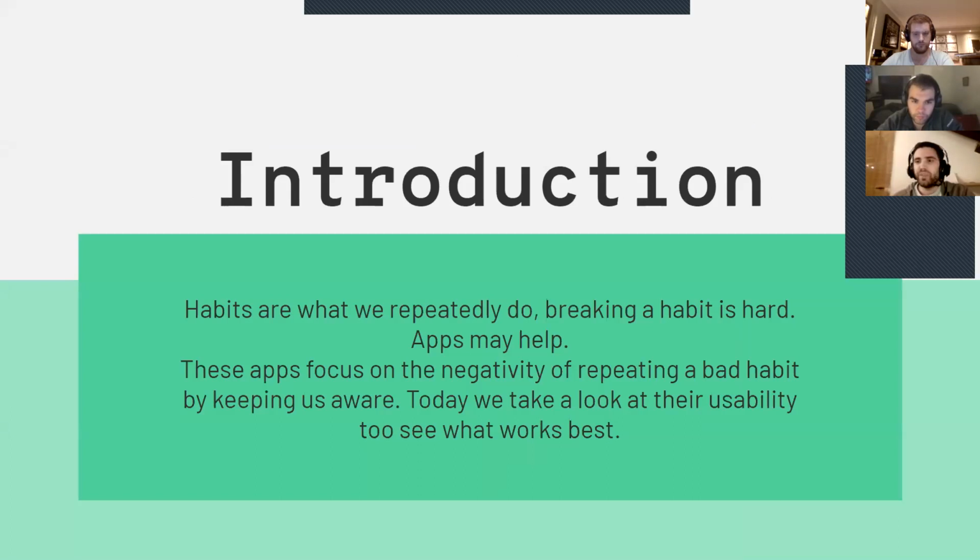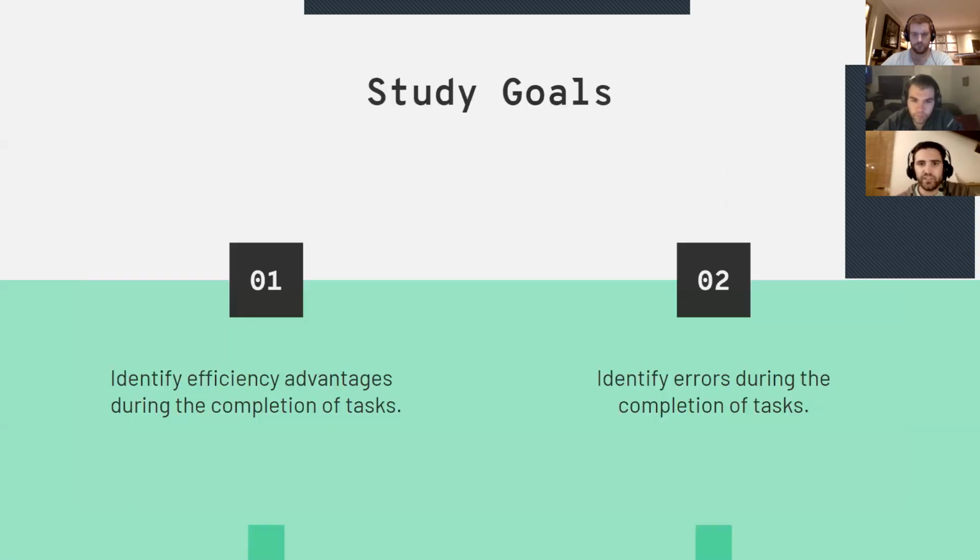Overview. So first off, what is a habit? Habits are repeated actions that we do without much thought. And sometimes people want to use apps or software to help them break bad habits. What this does is that it reinforces the negative effect of a bad habit. So we are going to look at how usability works in these applications.